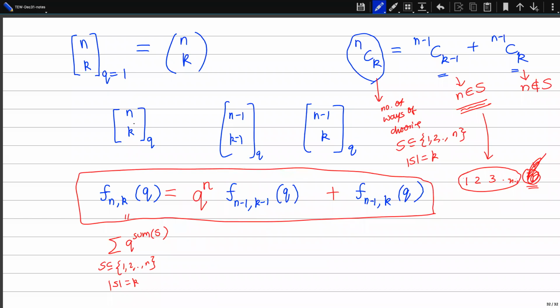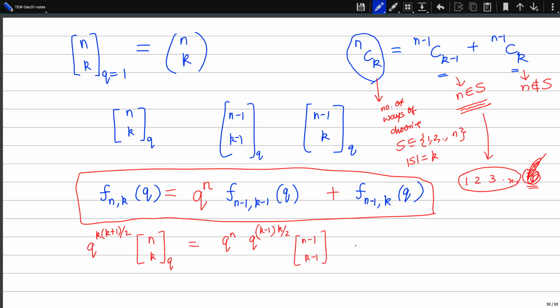Let's figure out what it is for the n choose k case. What should it be for n choose k? Okay, so we just have to pull out the leading terms from each of them. So let's use the definition. So f n,k by definition is q to the k into k plus 1 by 2 into the binomial coefficient. Okay, and so this is q power n, this is q to the k minus 1 into k by 2, n minus 1 choose k minus 1. This is q to the k into k plus 1 by 2, n minus 1 choose k.